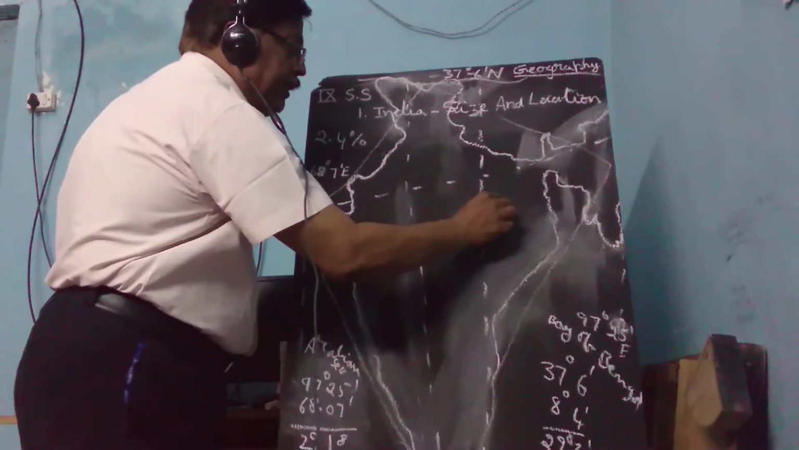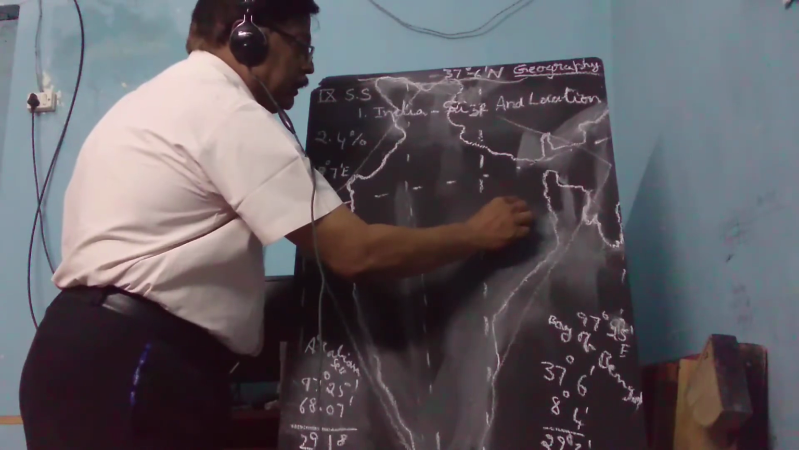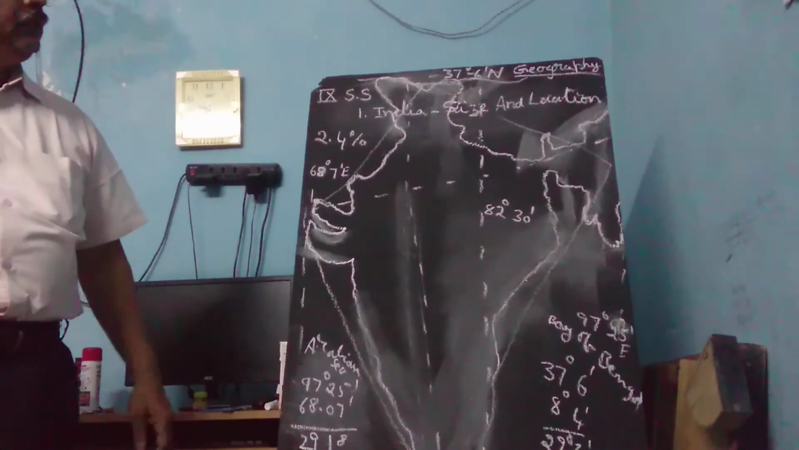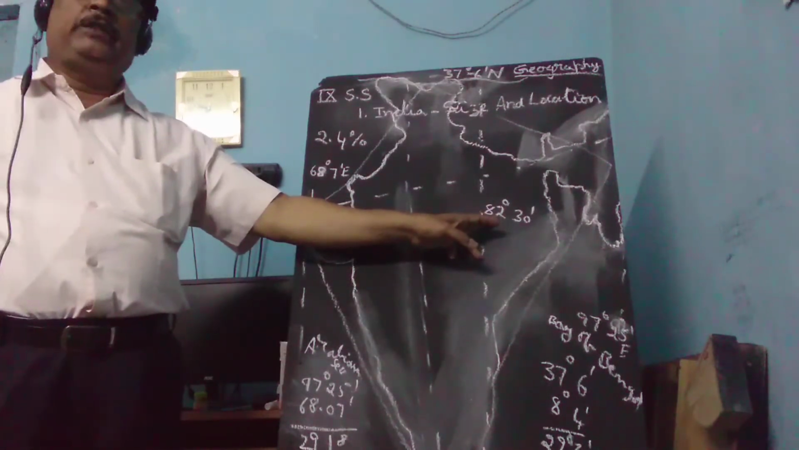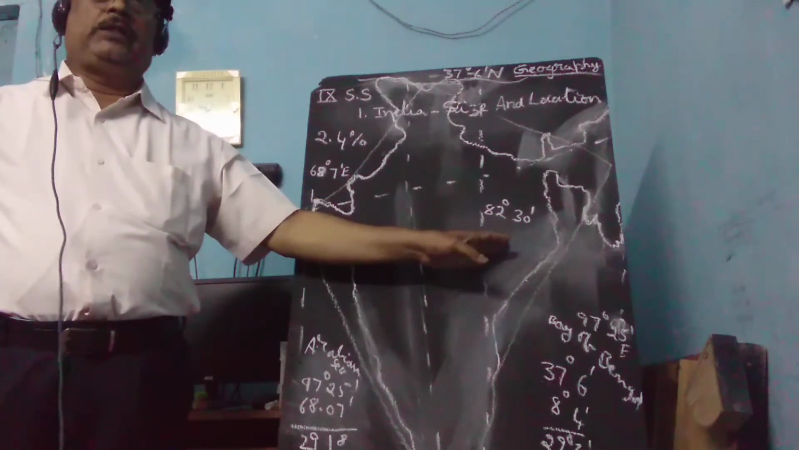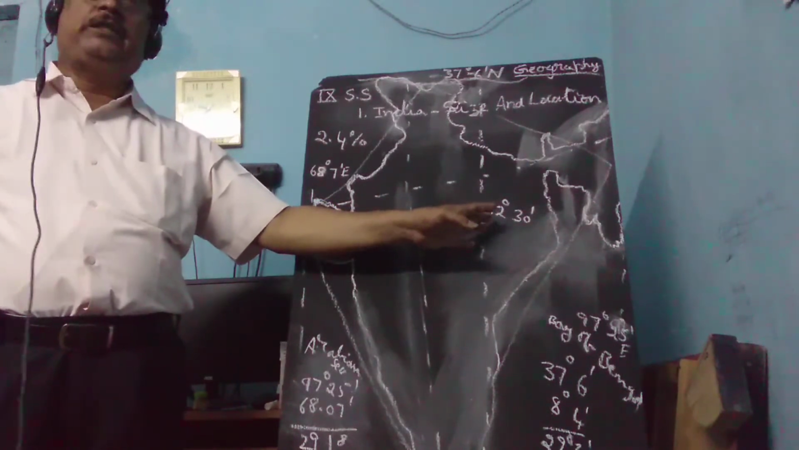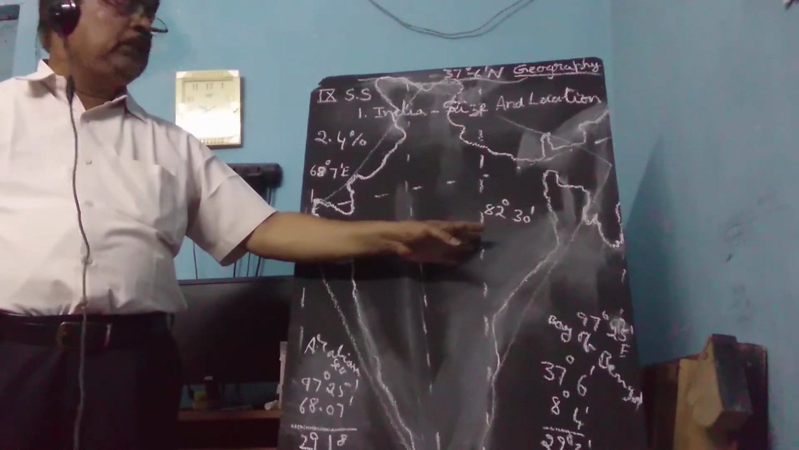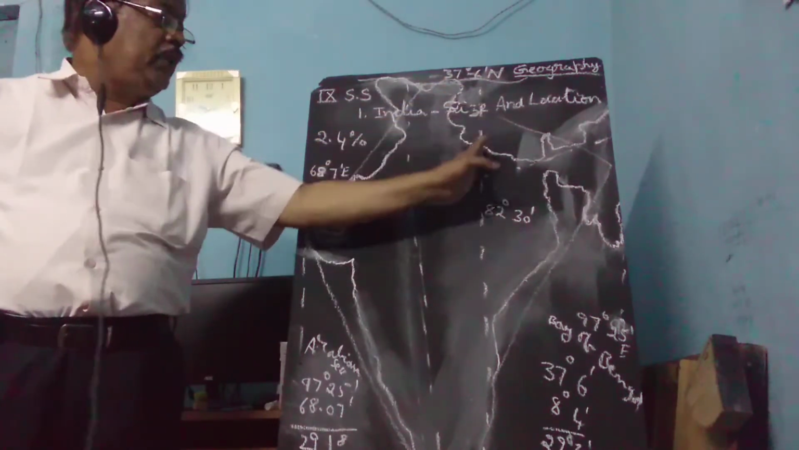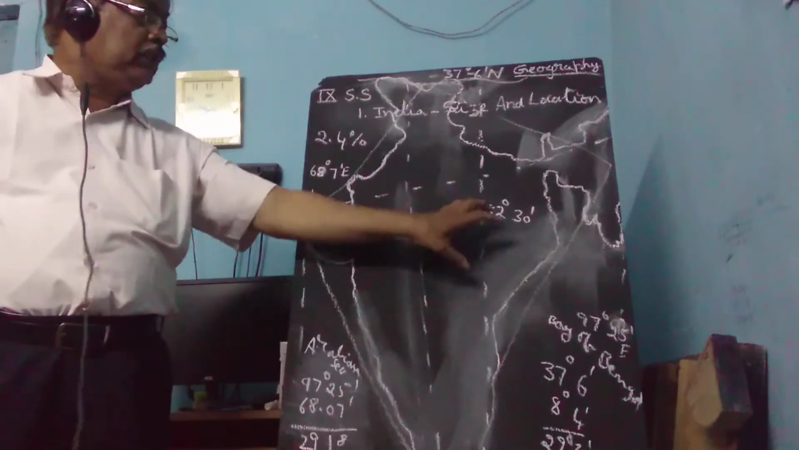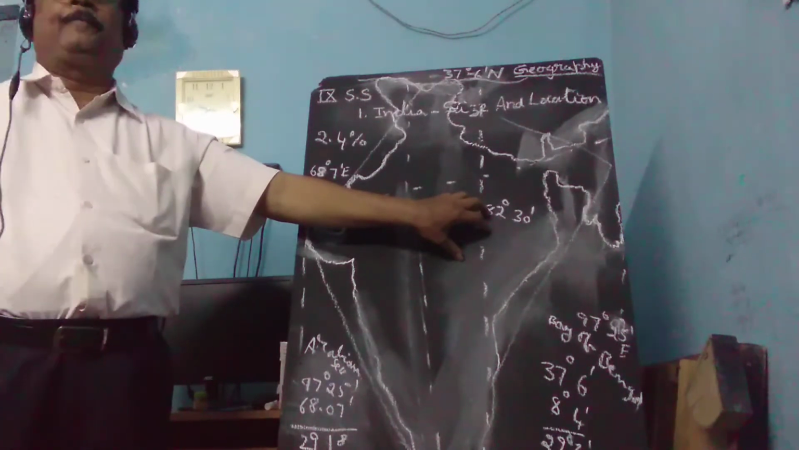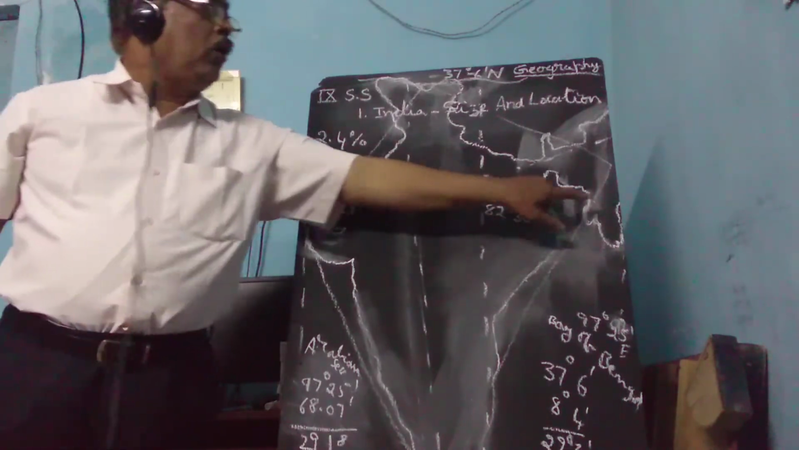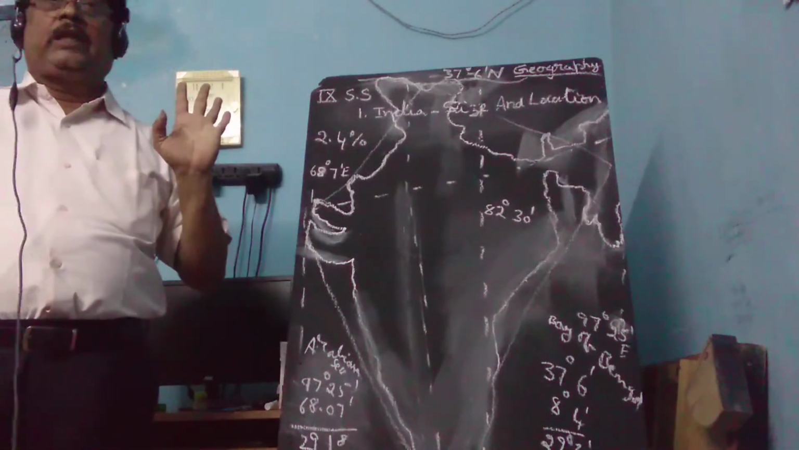This is 82 degrees 30 minutes longitude. This longitude is taken as the standard meridian of India because it is passing through the middle of India. Whenever the sun shines here vertically, the time is 12 noon here as well as all the places of India.